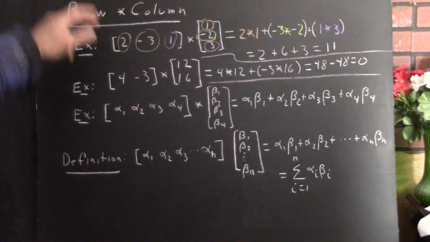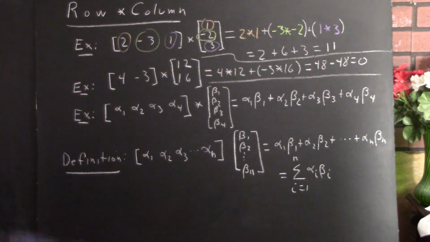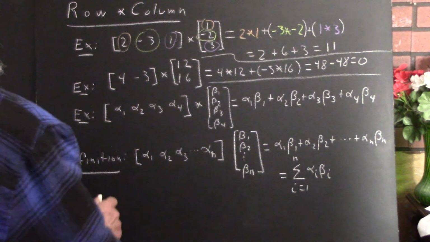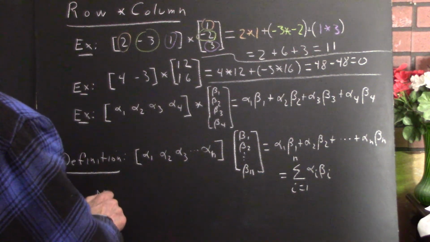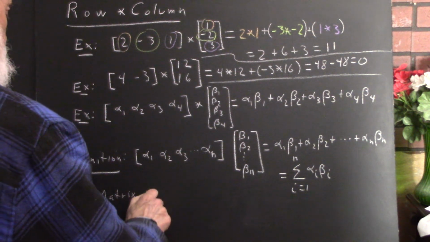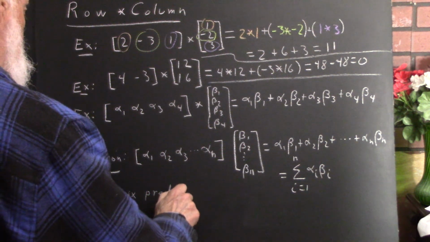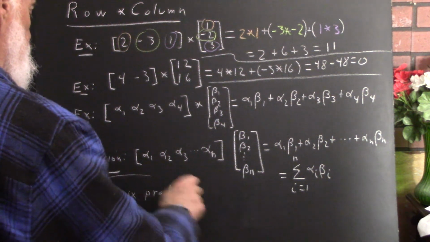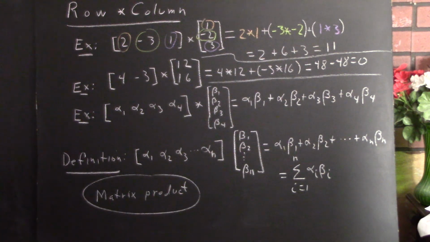Okay, that's a definition of row times column. And that's going to lead us to the idea of a matrix product, and that's coming up next.